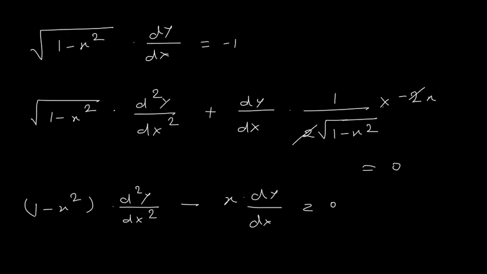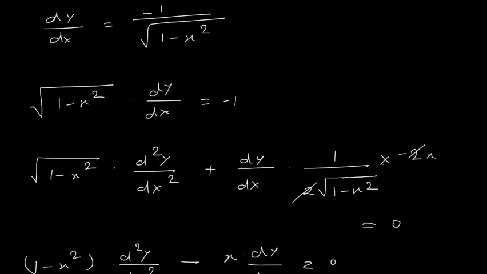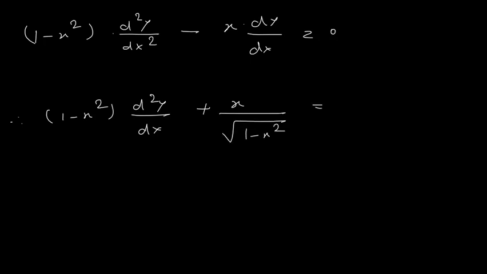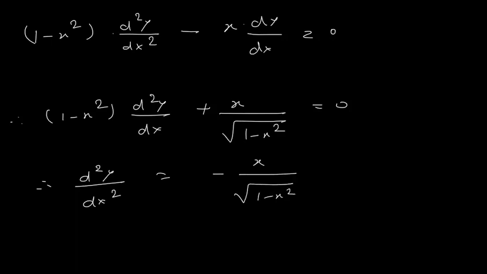Okay, so the value of dy upon dx is minus 1 upon root, so minus minus will be plus, so therefore it is 1 minus x square d square y upon dx square plus x upon root of 1 minus x square is equal to 0. So ultimately the value of d square y upon dx square, this will move to the right, so it will become minus x upon root 1 minus x square, and then this is also in the denominator, so in the denominator we have 1 minus x square.